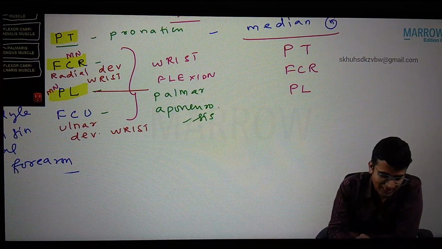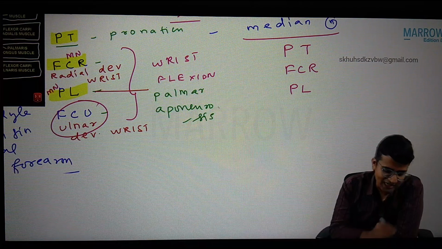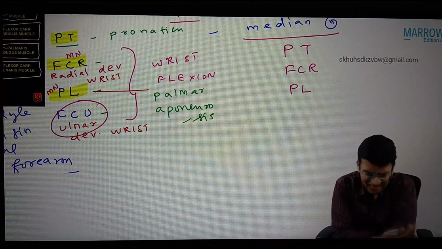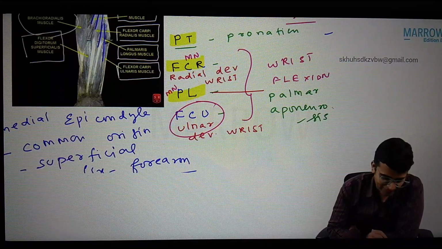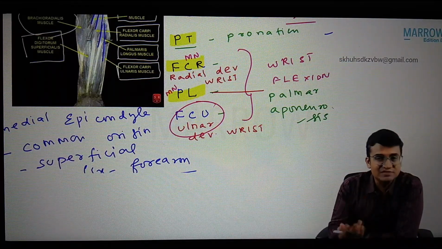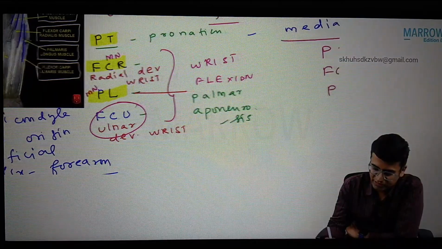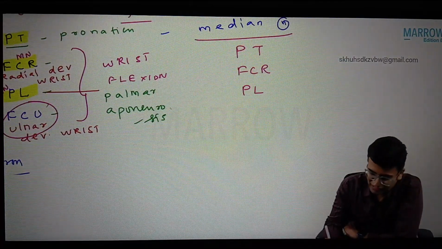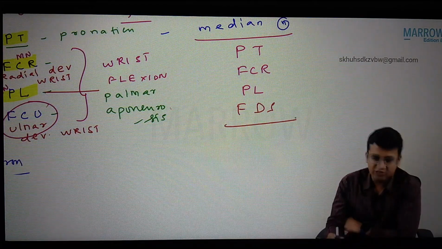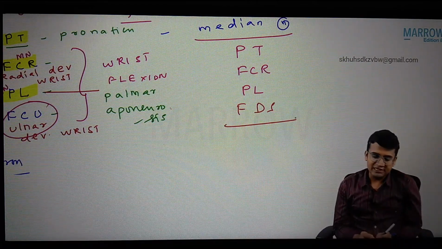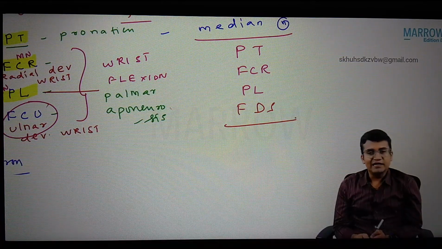What about flexor carpi ulnaris? See, the name itself gives you a clue. Which nerve will supply? The ulnar nerve will supply. So you leave that; the ulnar nerve we write later. And what about the FDS muscle? Yes, it is supplied by the median nerve only. So the median nerve directly supplies 4 muscles: pronator teres, flexor carpi radialis, palmaris longus, and FDS.